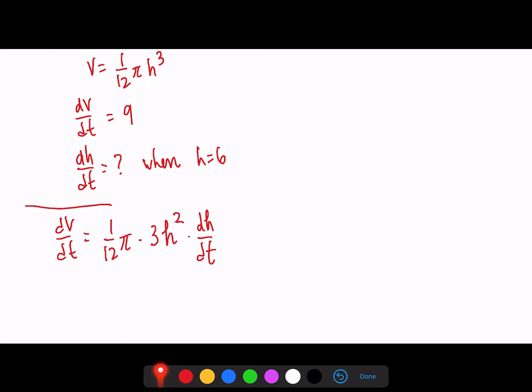We're interested in understanding at what rate my depth is changing when the depth is 6. We take H equals 6 and plug it in for H, and we get 1/12 pi times 3 times 6 squared dH dt. Meanwhile, we know the rate of change of volume is 9 cubic feet per minute. Now we can solve for dH dt.